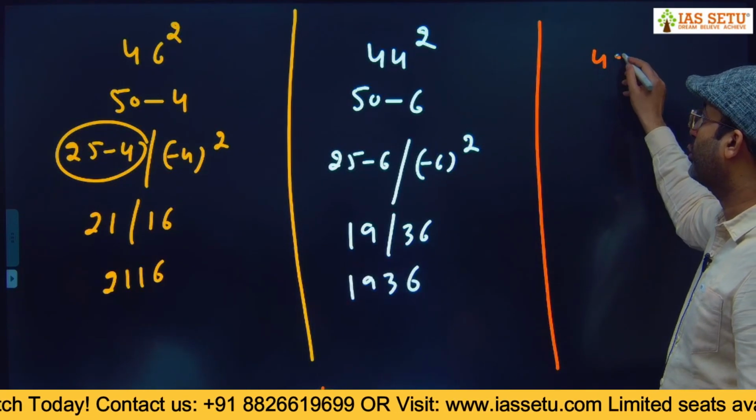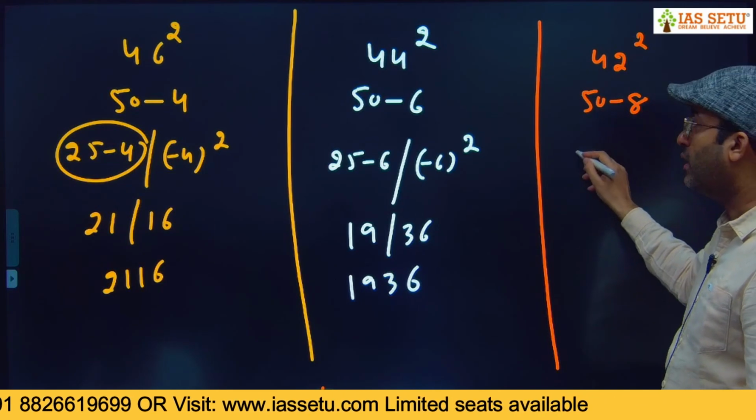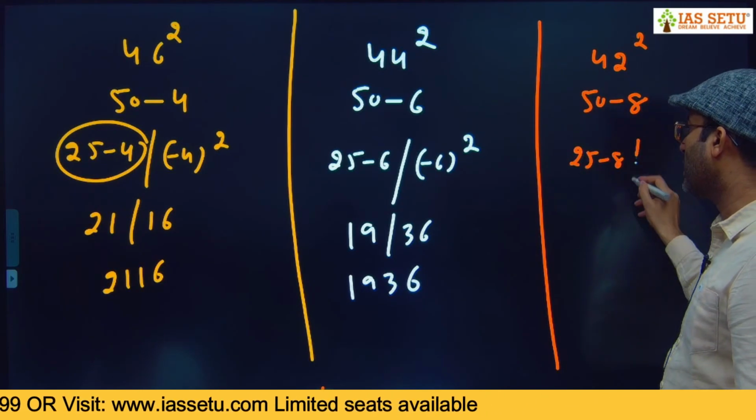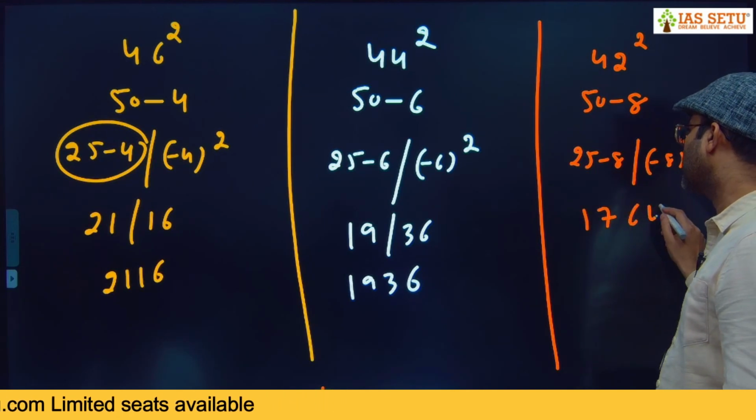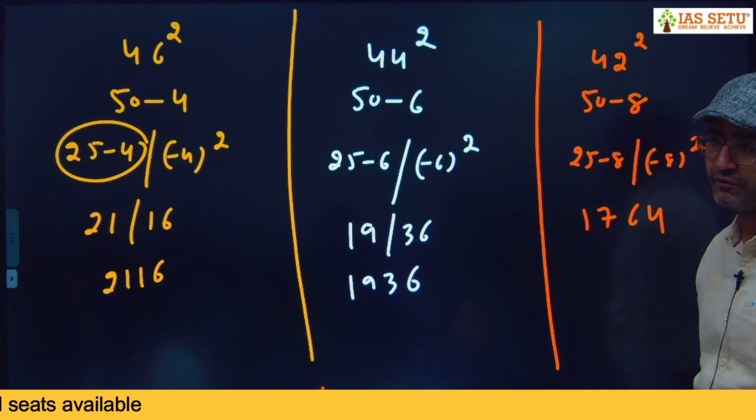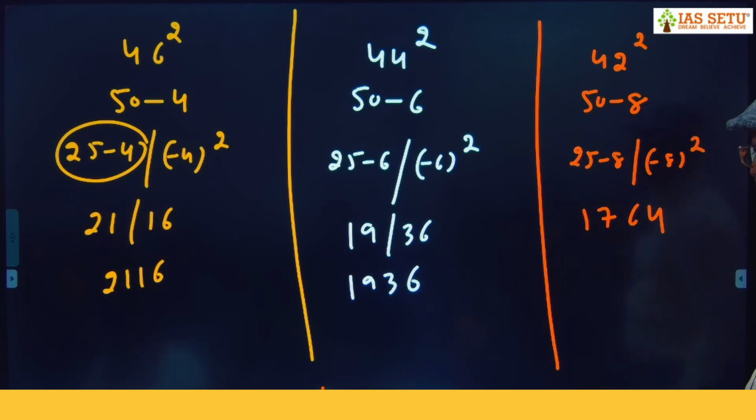Like I try 42 square. So it is 50 minus 8. Left side value is 25 minus 8. Right side minus 8 square. It is 1764. Okay, rest is totally same.